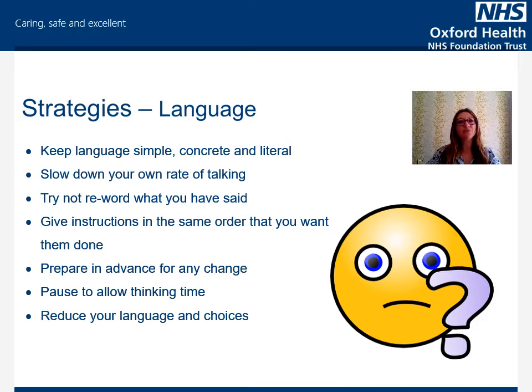Model the actions and behaviours you expect to see yourself and make sure that expectations are clear. Prepare in advance for any changes and talk through possible different scenarios and discuss that there can be more than one right way. And we've talked about allowing additional processing and thinking time, providing that your child or young person doesn't become anxious. You may want to model thinking time yourself by scratching your head or thinking out loud. Reduce the amount of language that you use so it's less to process. Too much language and choice can increase stress.